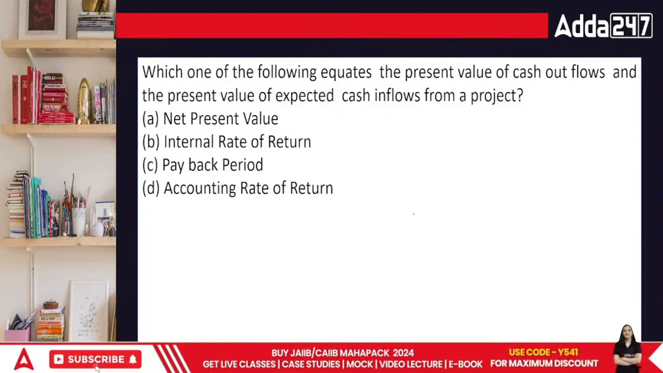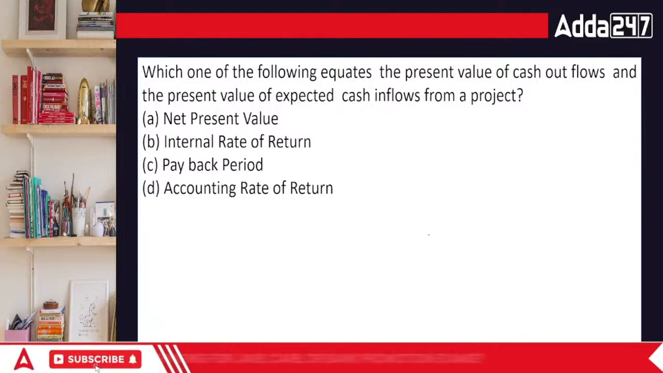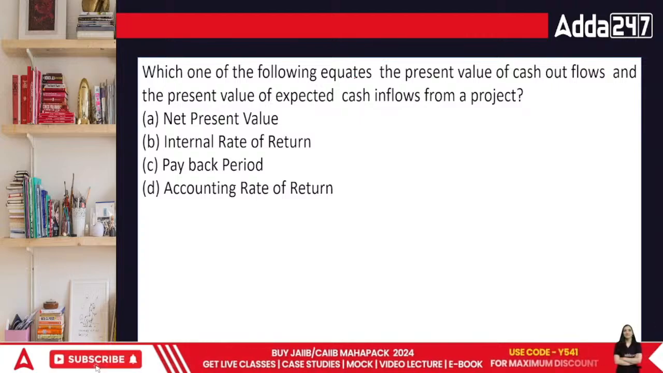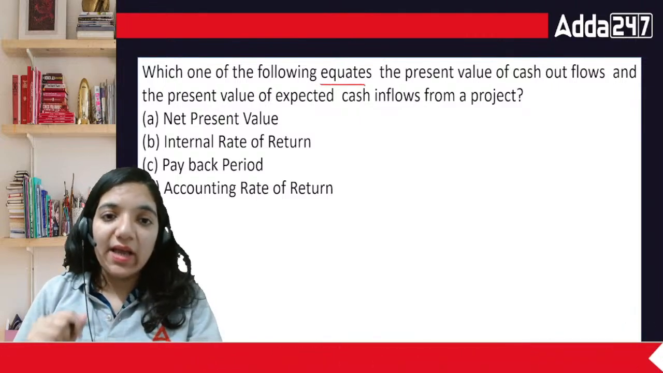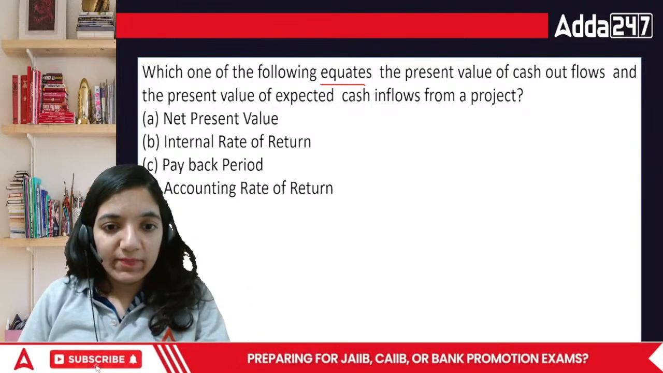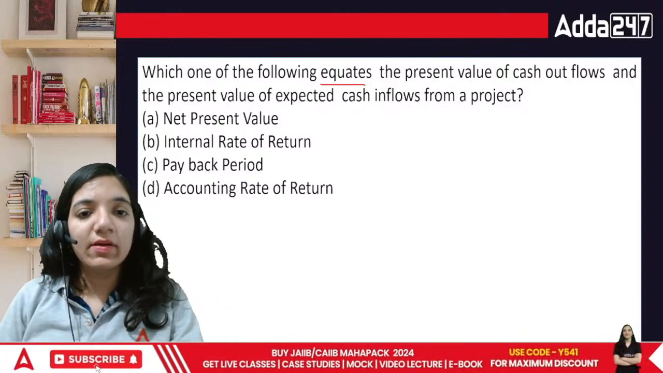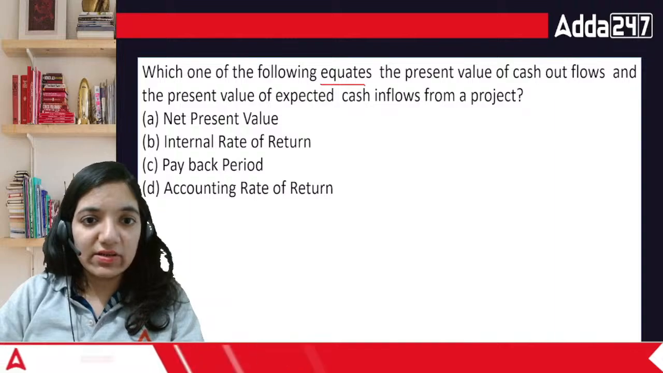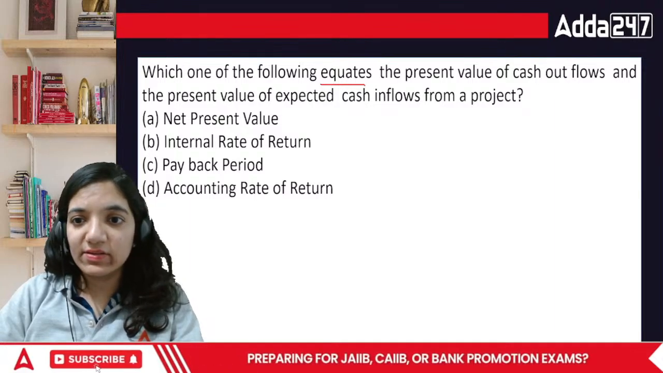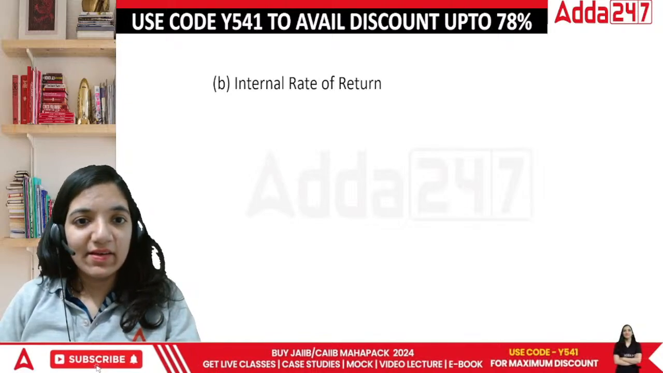See, when we talk about the PV of net inflows and outflows, and it is equating, it means it's absolutely equal. You are having a no profit, no loss situation in terms of your present value. This situation actually arises in the case of IRR. The answer to this question is internal rate of return. The answer is IRR. Done.